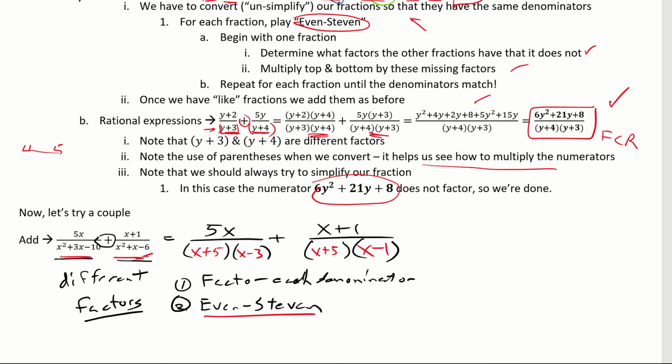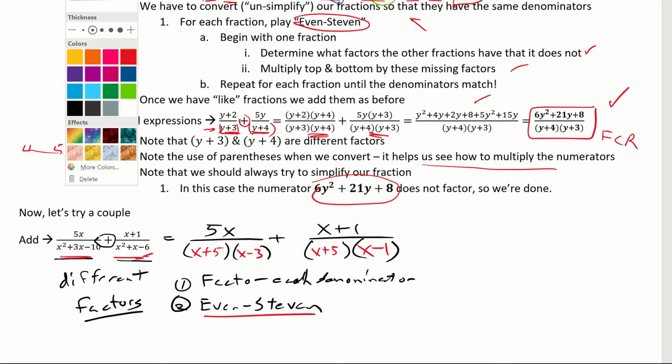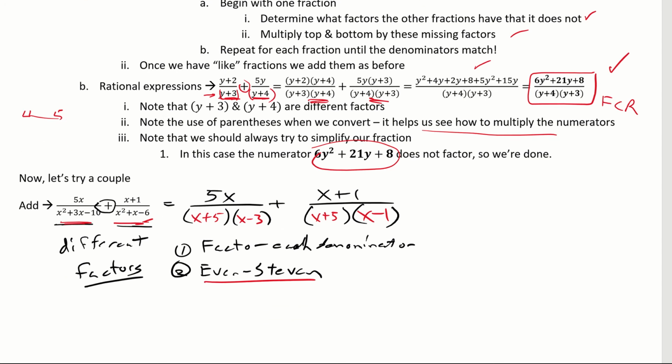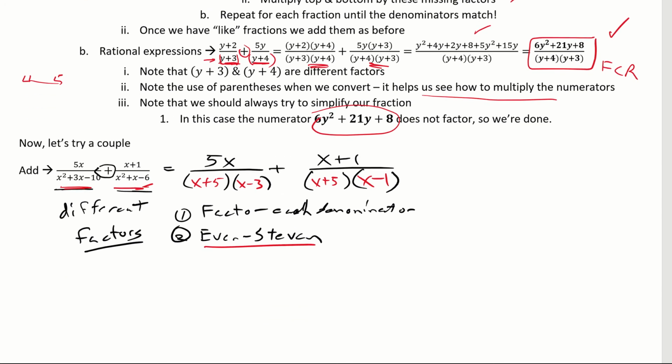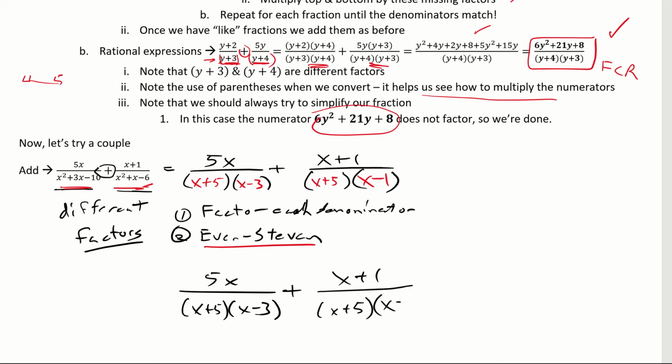It's time to play even Steven. Steven's even, if Steven's even, or something like that. All right, so what we do now is we look at the two denominators and we say, hey man, what's missing? In fact, you know what I'm going to do? I'm going to rewrite it down here so I have more space. I've got 5x, you don't have to do this part, x plus 5, x minus 3, plus here, x plus 1, x plus 5, and x minus 1.